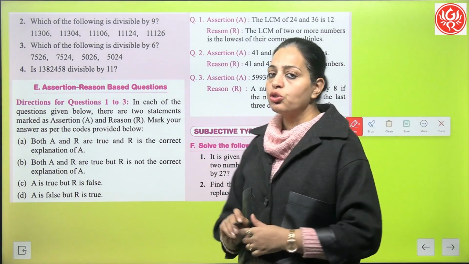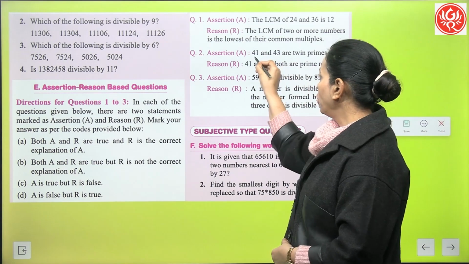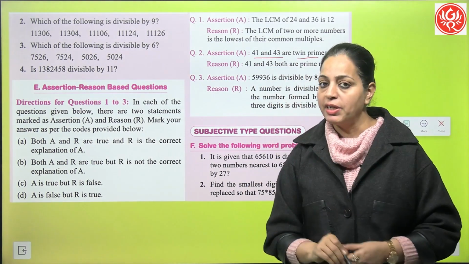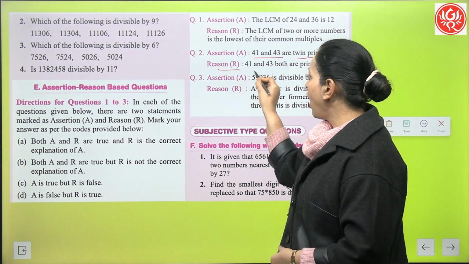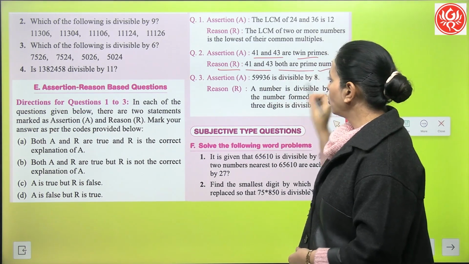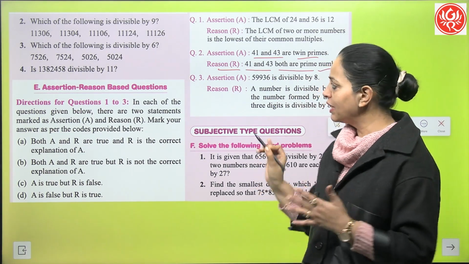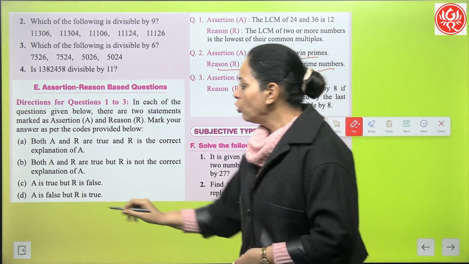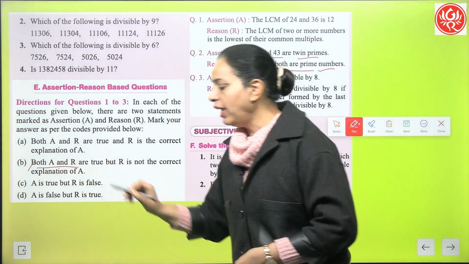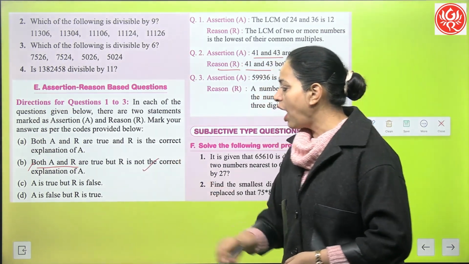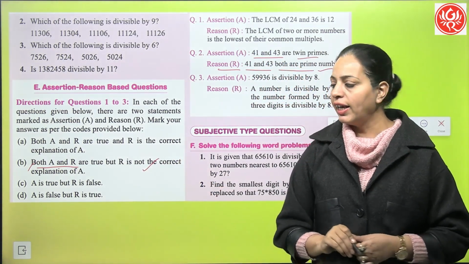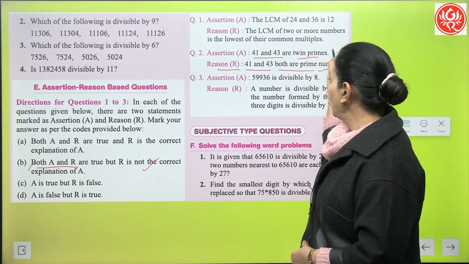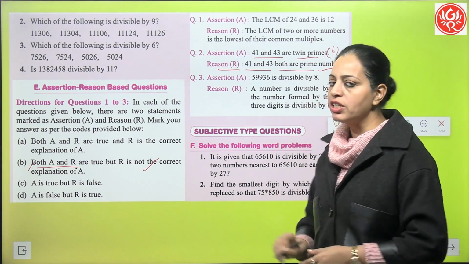Okay. Question 2. Assertion A. 41 and 43 are twin prime. Yes, this is true. Reason R. 41 and 43 both are prime. This is also true, but this is not the correct explanation of A. So you will write B option. Both A and R are true, but R is not the correct explanation of A. So we will write B for this question.